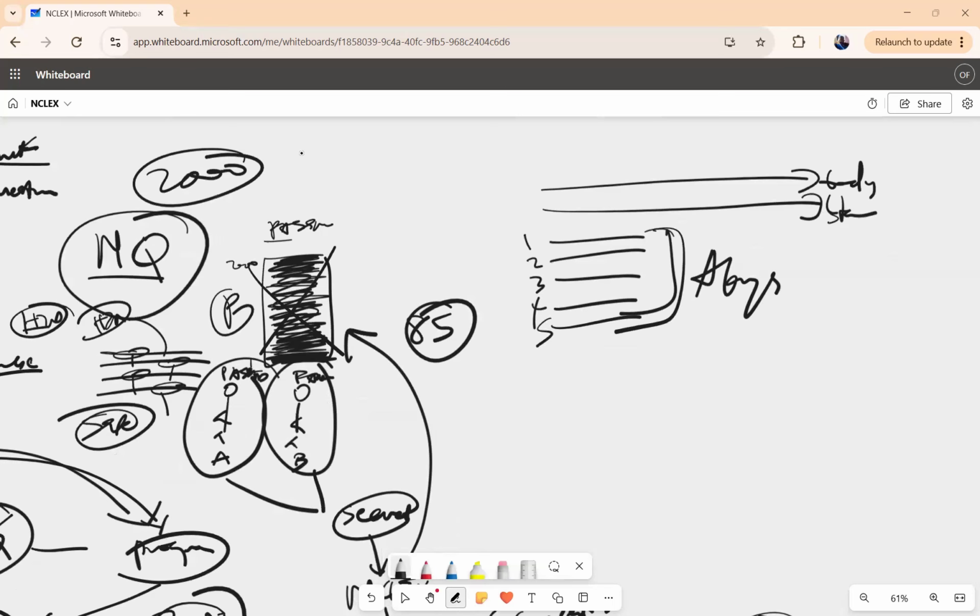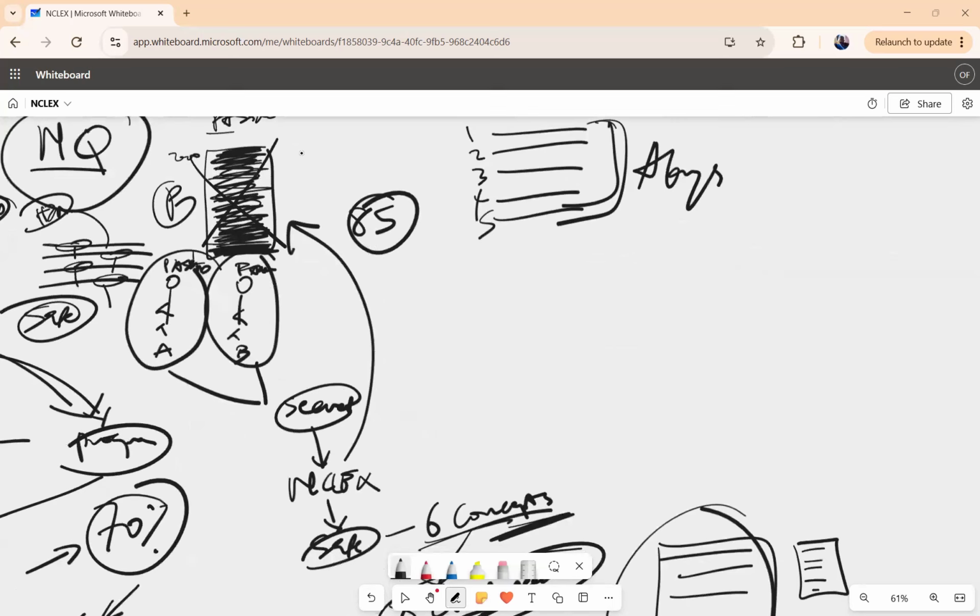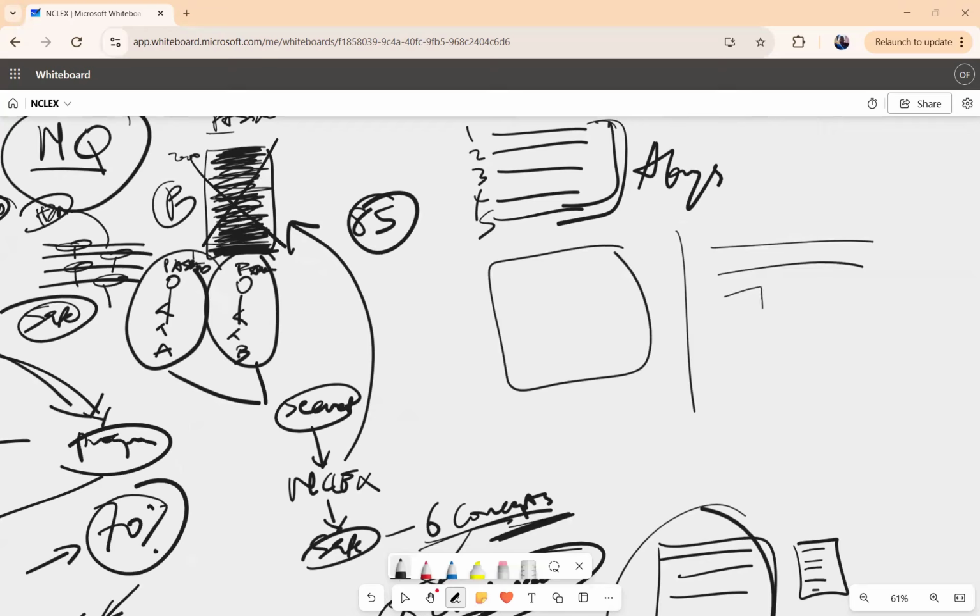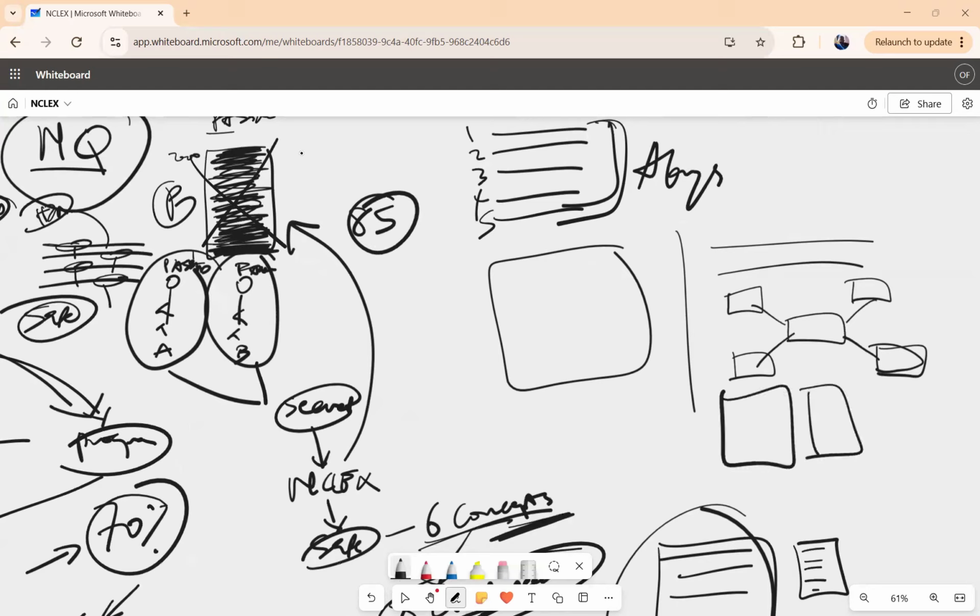Now, if it's a case study, or let us say a bow tie question, it is something like this. You have the other information here, then you have the box, the box, the box. So you have something like this right here. Then you have one box right here, one box right here, one box right here. This is your body, this is your stem, and then this is your answer keys.